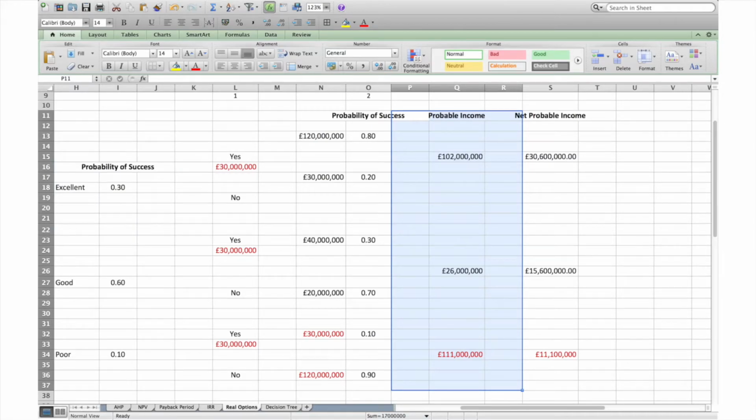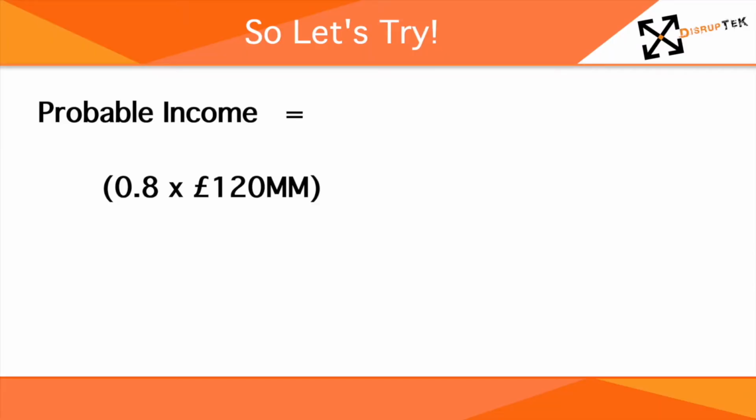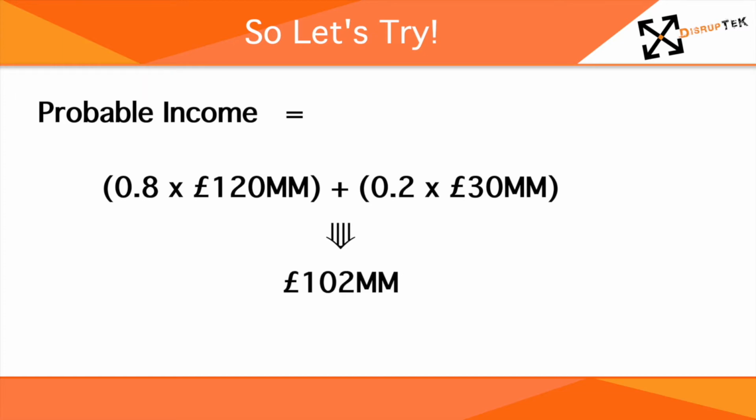You calculate the probable income from each outcome by multiplying the likely gains by the probability of success or failure. In the top example, there is a 0.8 probability or 80% chance of bringing in 120 million in one scenario, and a 0.2 probability or 20% chance of bringing in 30 million in the second scenario. When you sum these together, the probable income is 102 million.